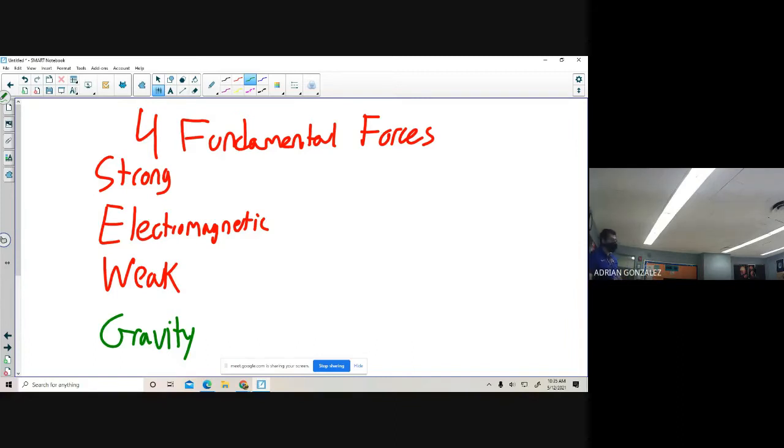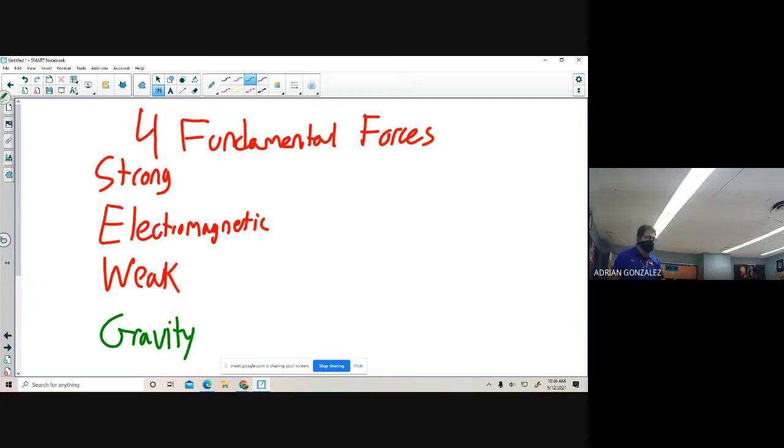And then we've got gravity. Gravity acts across incredibly large distances. But in the grand scheme of things, it's actually the weakest of the four. It basically goes in the order that it's written on the board. The strong force is the strongest, followed by the electromagnetic, followed by the weak, and then gravity is the weakest. Can you repeat the weak force? Radioactive decay.